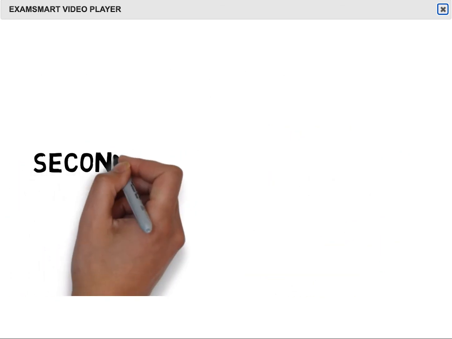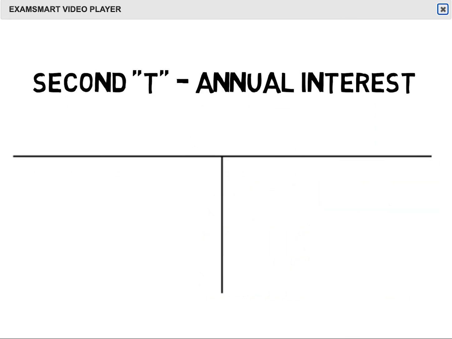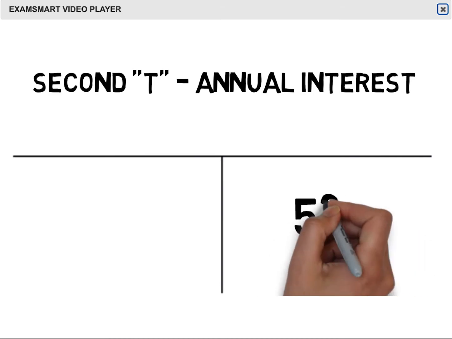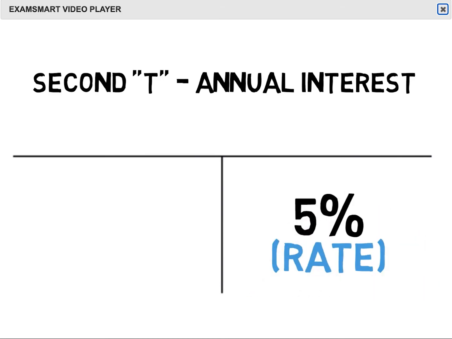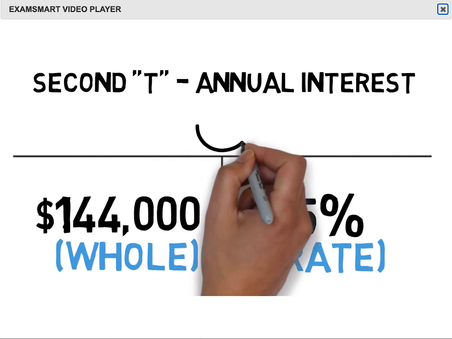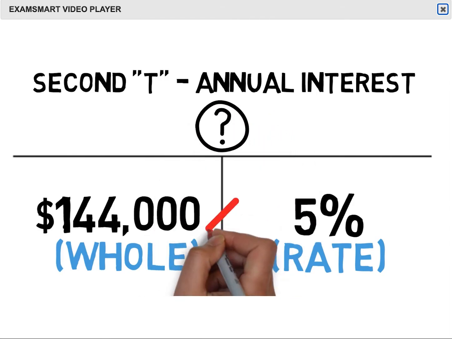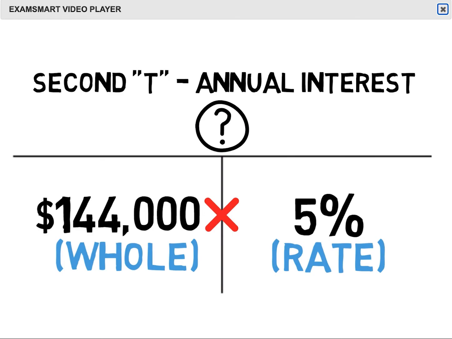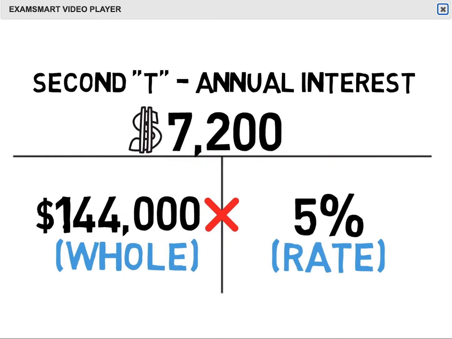Let's go to our second T. The interest rate of 5% is based upon that loan of $144,000. So in the second T, 5% goes in the bottom right for the rate. Our loan amount is the larger number or the whole amount. That goes in the bottom left, $144,000. Our formula tells us to multiply straight across. So we will take $144,000 times 5%, and that will give us our part, or $7,200, for the amount of annual interest. That's interest for the year.